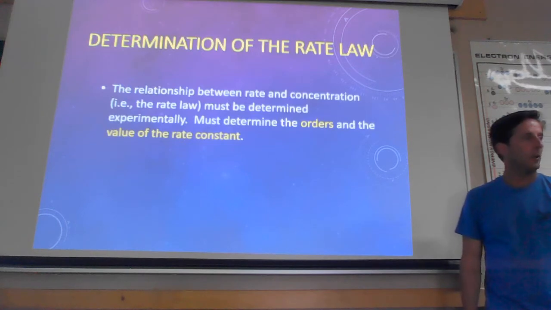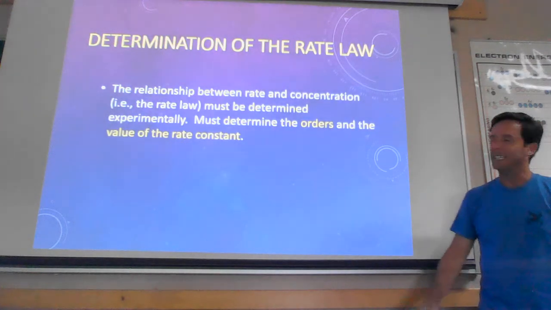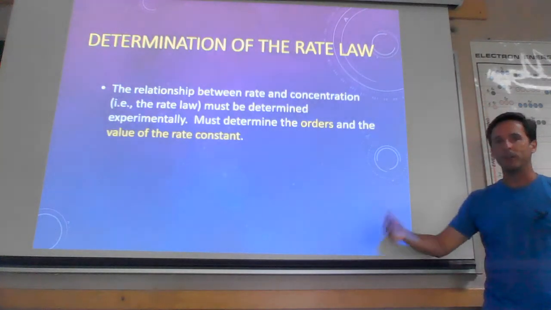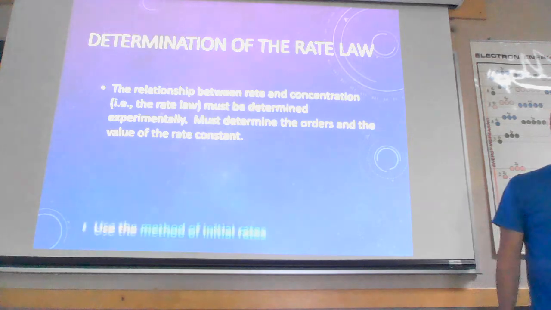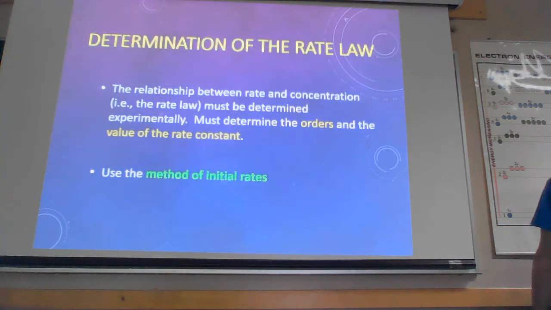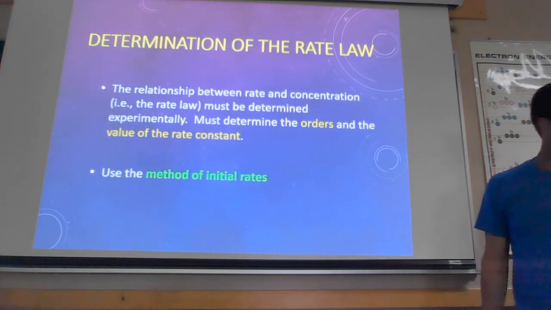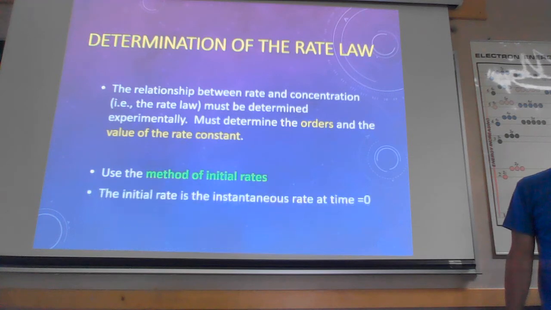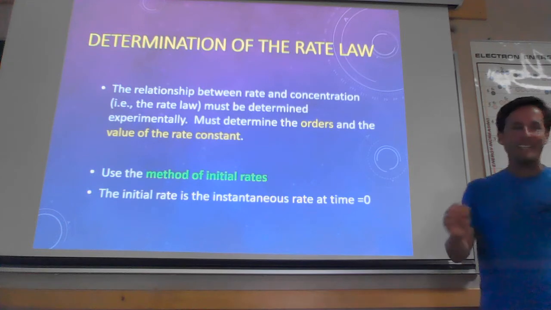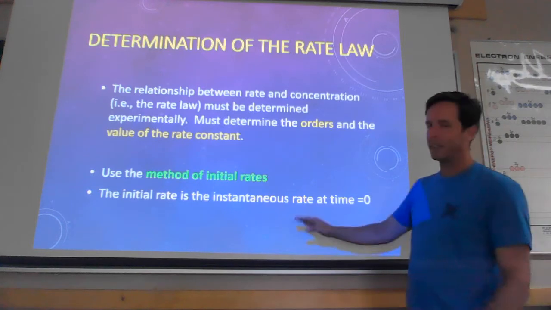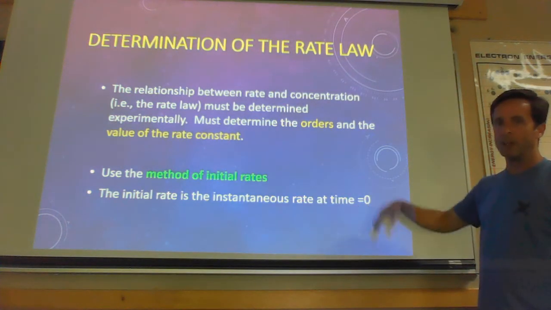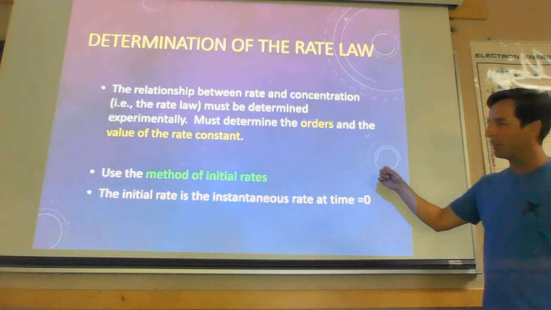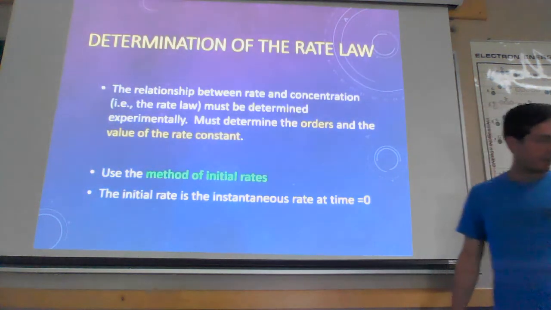All right, so we need to do some experiments to get this rate law into usable form. We need to be able to solve for all the constant values that we need. So we're going to use a method to do this called the method of initial rates. The initial rate, we already said before, is an instantaneous rate that we can determine from the graph at time equals 0. So the first data point, draw the tangent line, find the slope, that's what the initial rate of reaction is.